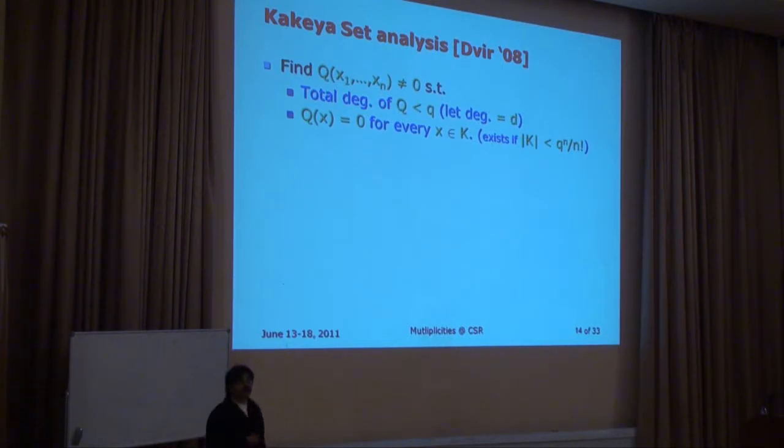How do you prove that? You count the number of coefficients. I've specified the degree of the polynomial. Now some simple combinatorics tells you how many coefficients there are that you're trying to find. If the number of such coefficients is more than the number of constraints, then you have a solution. And how many constraints do you have? As many as the size of the set. So if the set is of small size, then a low degree solution exists. Okay?